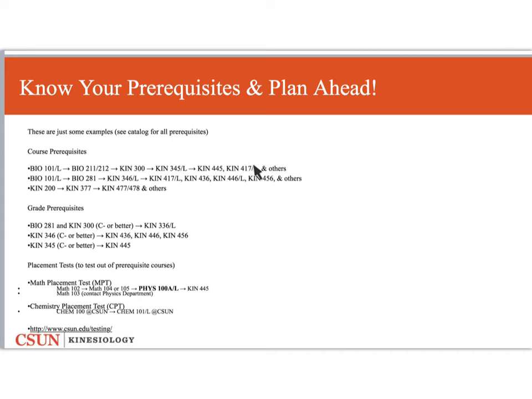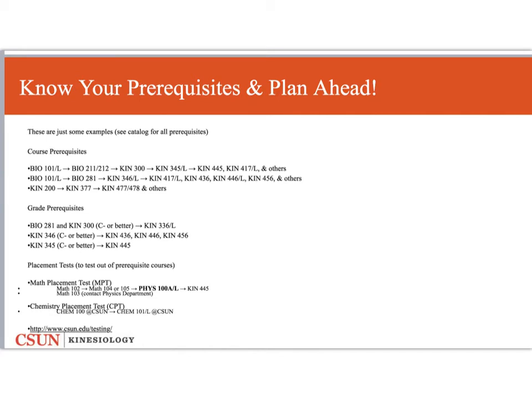The prerequisite for 445 and 417 and some other courses is 345. That's biomechanics. The prereq for biomechanics is 300, which is functional anatomy. The prereq for that is anatomy, and the prereq for that is general bio. So if you have not yet taken general bio, you've got 1, 2, 3, 4, 5, at least 5 semesters ahead of you before you can graduate. So without taking summer classes, there's no way you could graduate in 4 semesters.